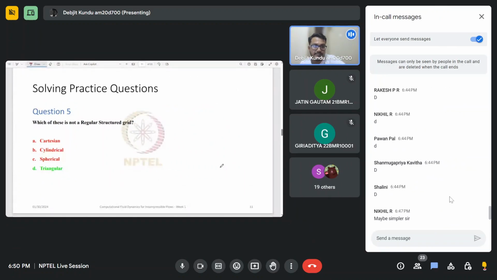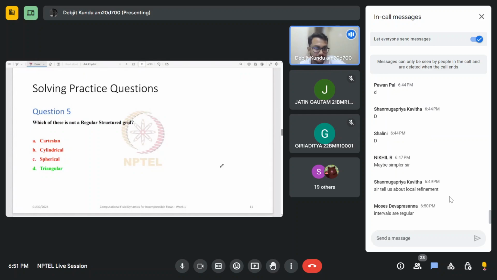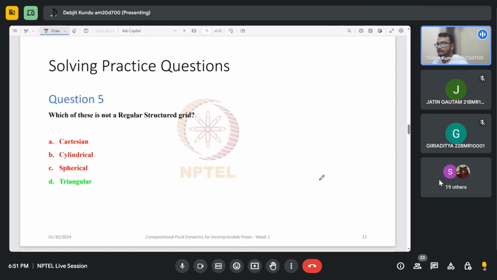Any questions? So in the chat box, someone has asked, sir, please tell us about the local refinement. So local refinement is used, the main reason is to capture gradients basically.